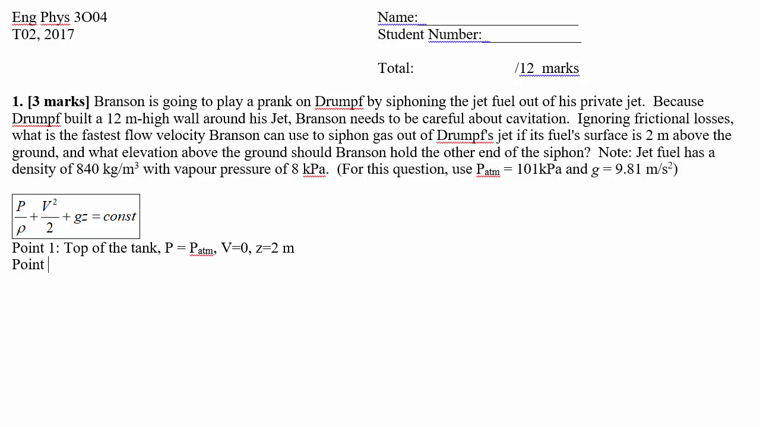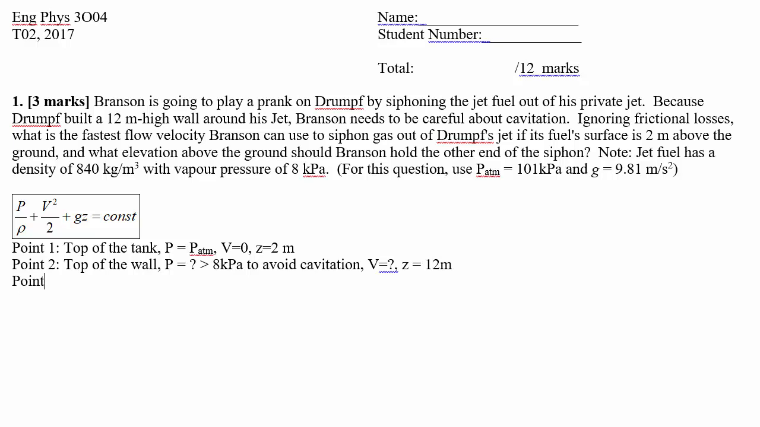Point 2 is the top of the wall, where the pressure is, we don't know, the velocity, but we need the pressure there to still be greater than 8 kilopascals to avoid cavitation. Otherwise, the jet fuel, I should say, is going to start to cavitate, form pockets of air, and that's going to stop the siphon from happening. The velocity is to be determined, and the Z is equal to 12 meters.